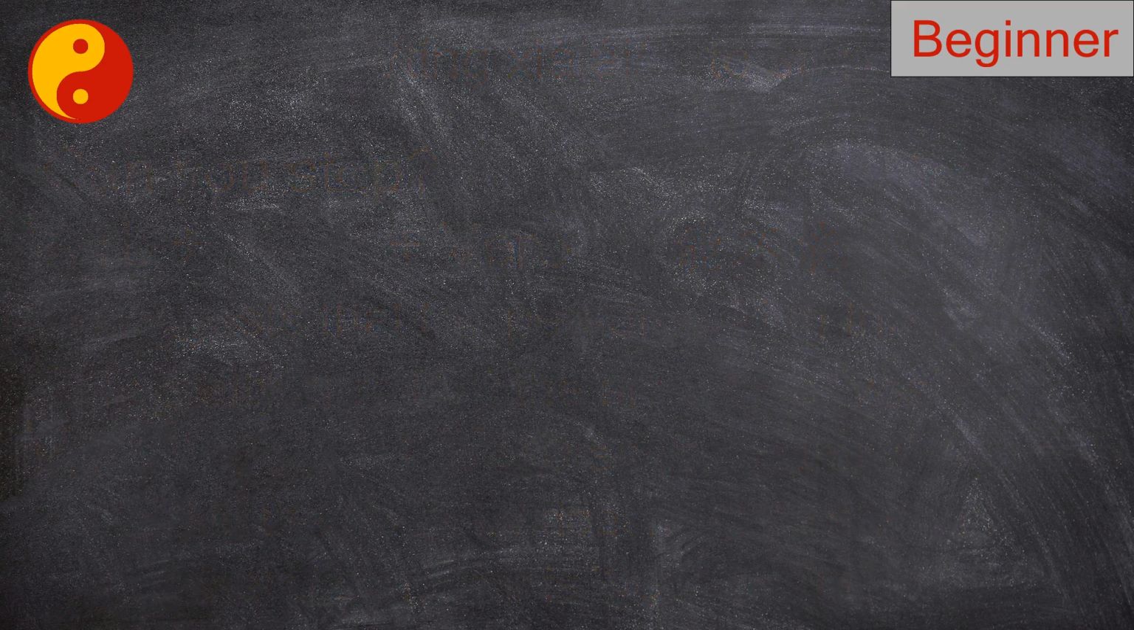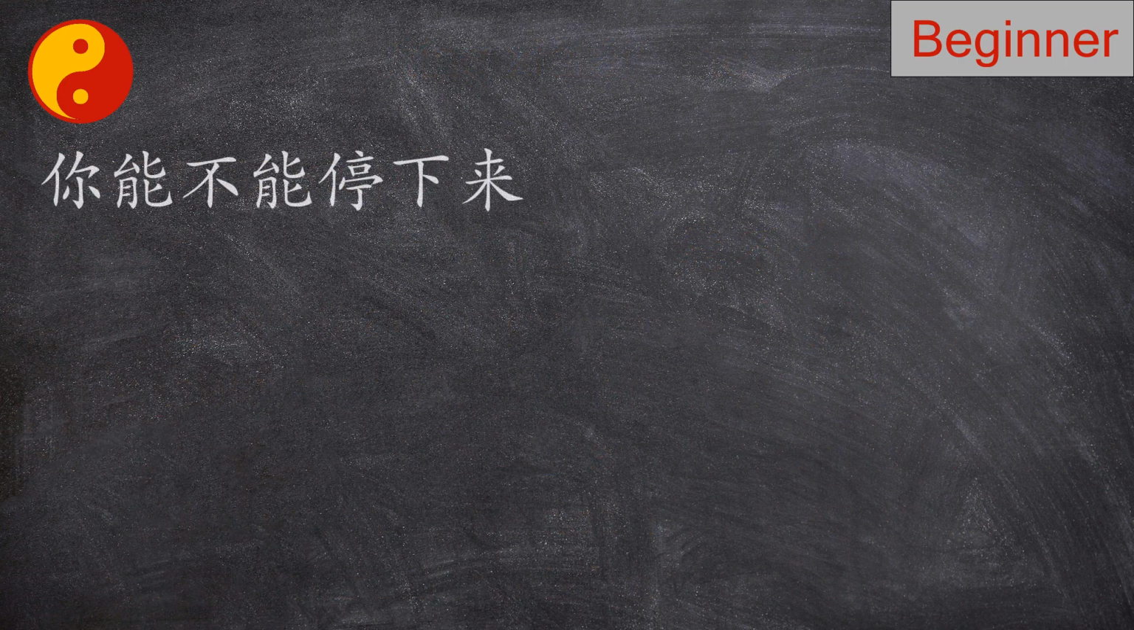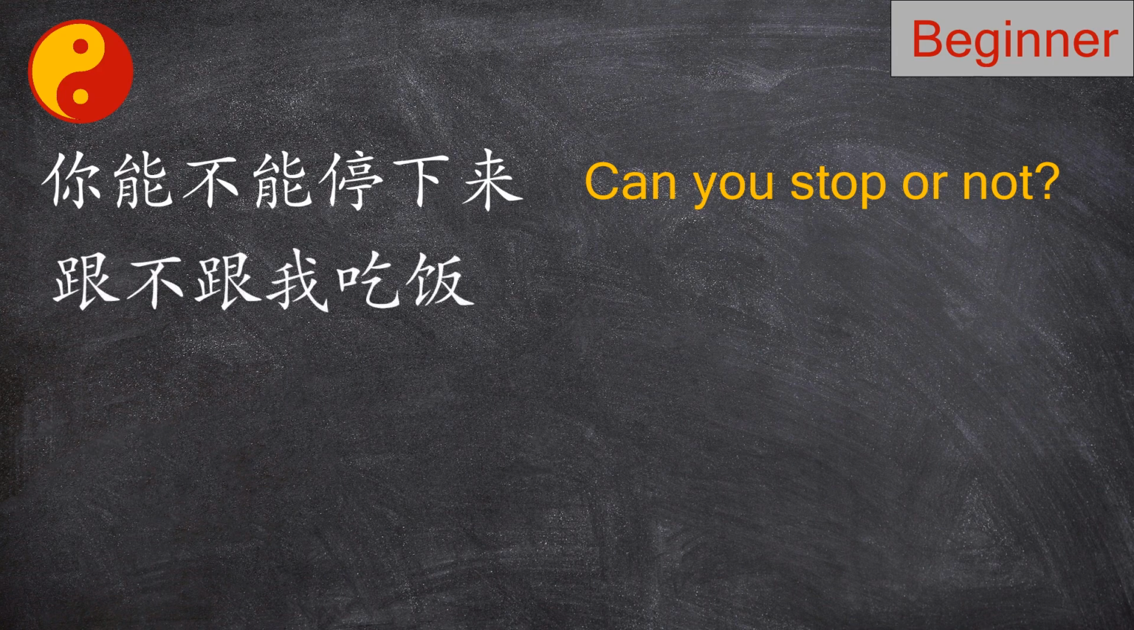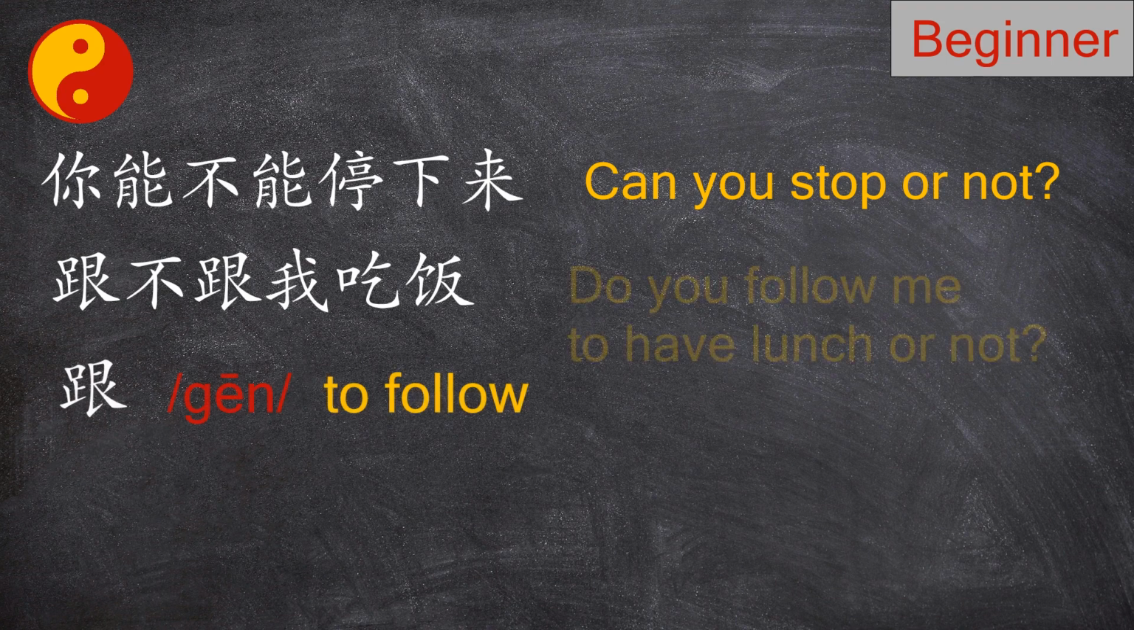Now let's get back to the sentences of the video. First one, 你能不能停下来? What does it mean? Can you stop or not? The person who is asking this question can't guess whether the answer is yes or no. Second one, 跟不跟我吃饭? 跟 means to follow. Do you follow me to have lunch or not? He can't guess whether the answer is yes or no.